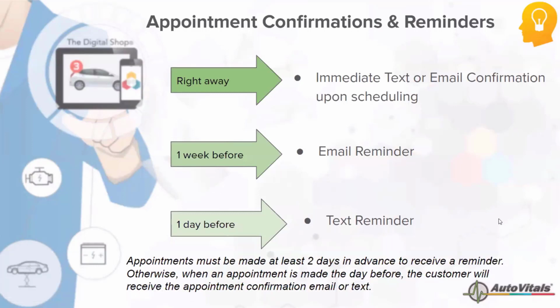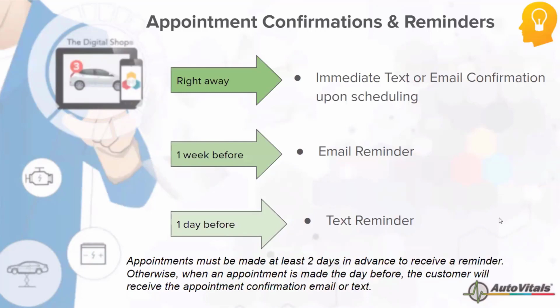If, in fact, you have an appointment that is scheduled less than 2 weeks in advance, let's say 1 week, your customer is going to get one reminder. It's going to be a text appointment reminder 24 hours before the appointment.